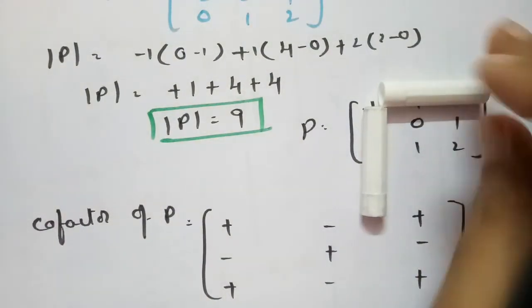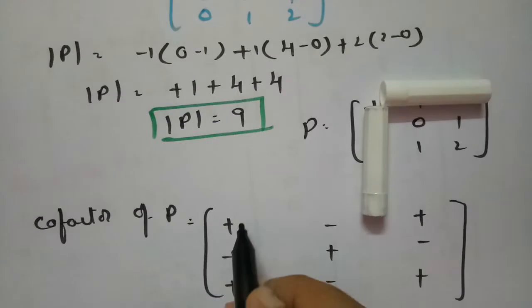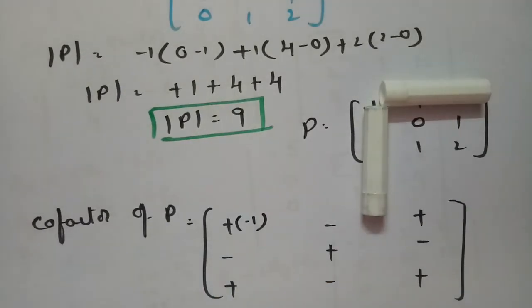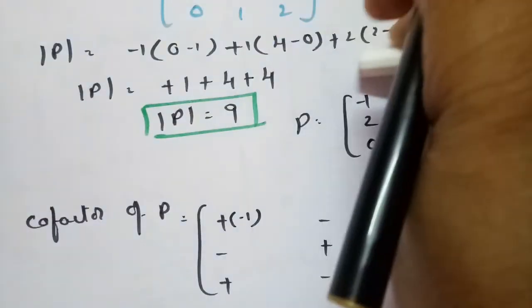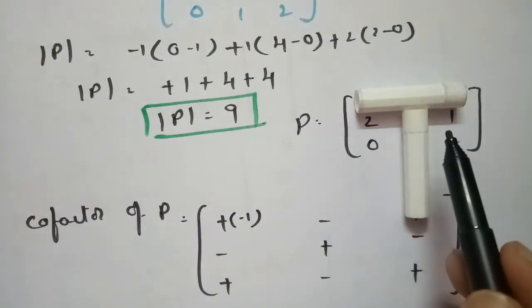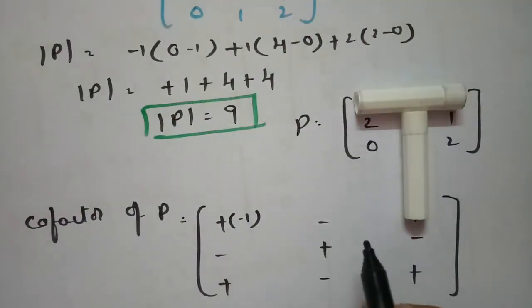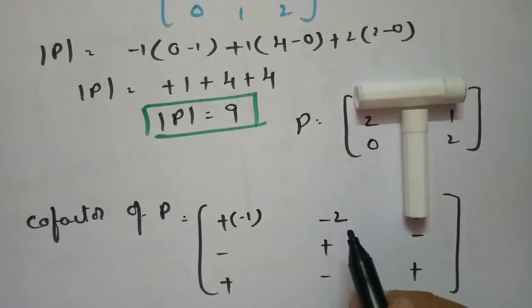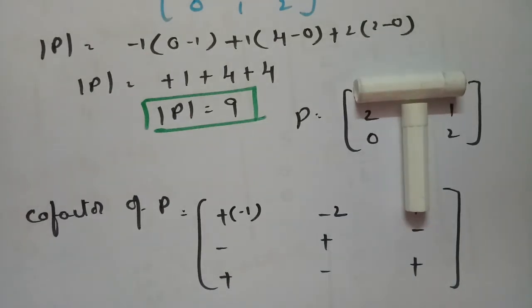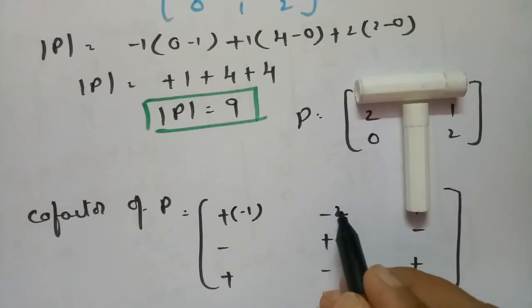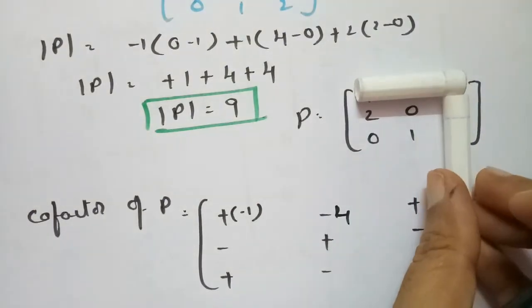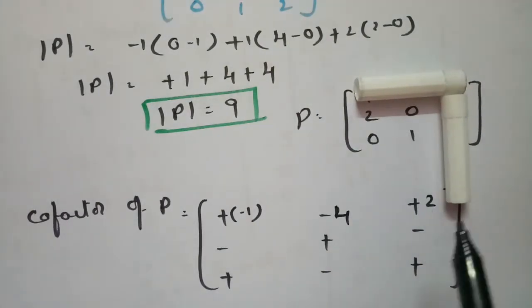If I close this row and column, this will be 0 minus 1, so this value is minus 1. After that, the next position: if I close this, this is 2 minus 0, so the value here will be 2. And the next value, if you observe, this is 2 into 2, so this value will be 4. In this position, this will be 2 minus 0, so this value is 2.